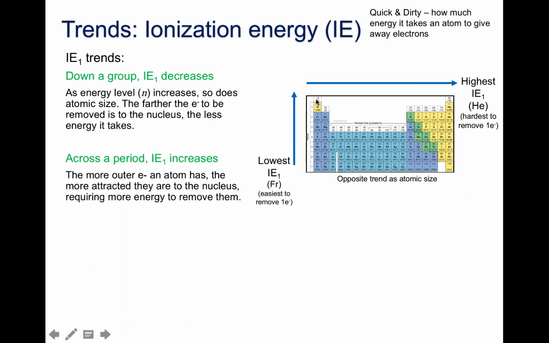And so the trends. Down a group, it decreases. So as the atom gets bigger, it gets easier to remove that outer electron. As we go across the period, it becomes more difficult to remove an electron. So the energy, the IE1, is going to increase across a period. So the noble gases will be the most difficult to remove electrons from.